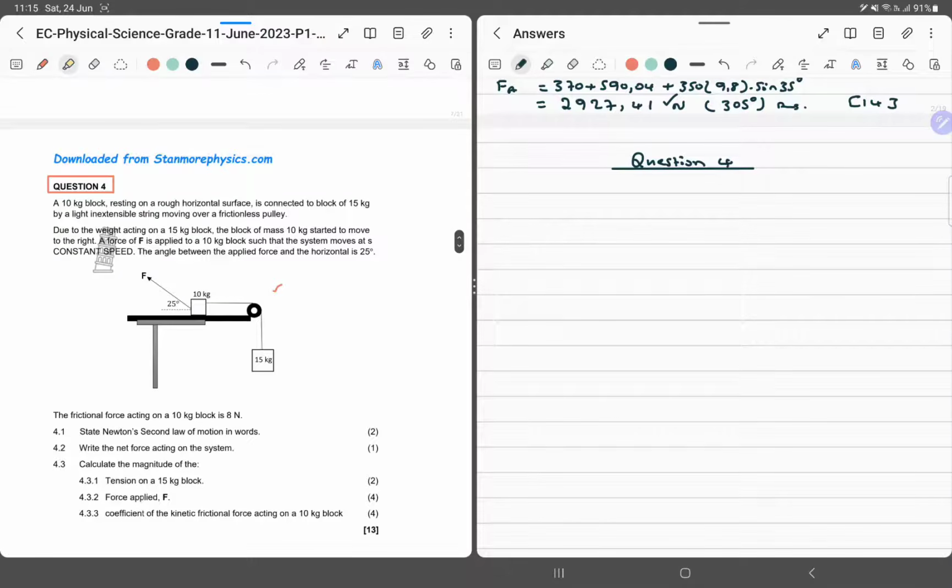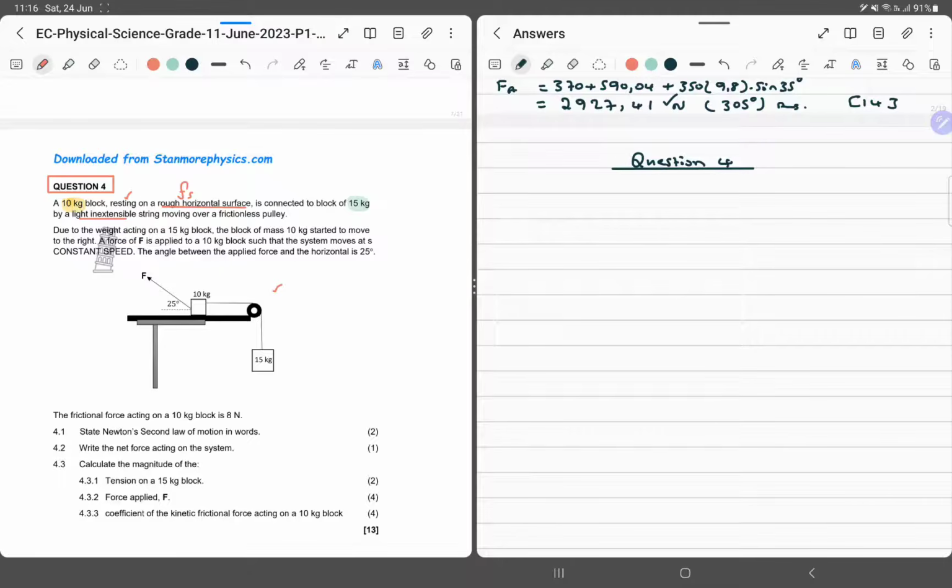Now, 10 kg block, so we've got our mass. A 10 kg block is resting on a rough horizontal surface, so we know there's going to be friction. If it is resting, what we have is static friction, right? It is connected to a block of 15 kgs by a light string. If it is light, it means no weight is added. If it is inextensible, it means if there's a movement, the whole blocks move at the same rate. So no forces get dissipated by that string.